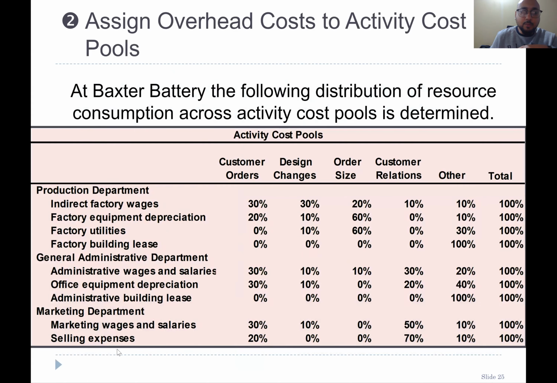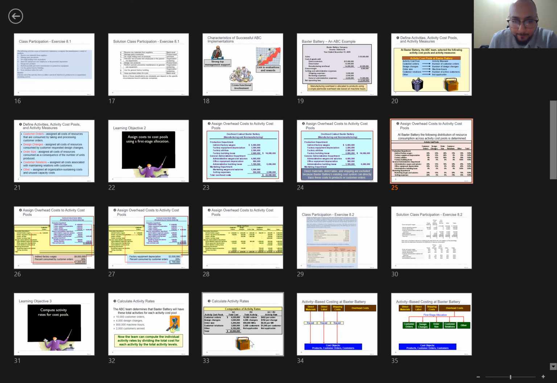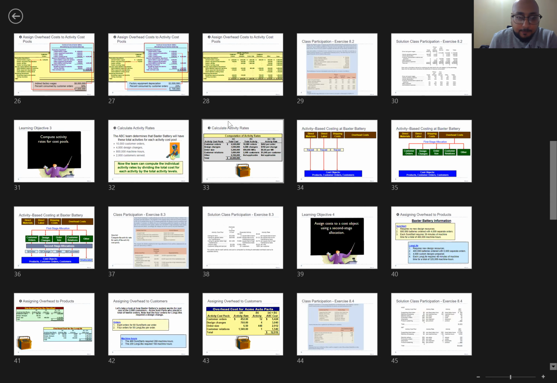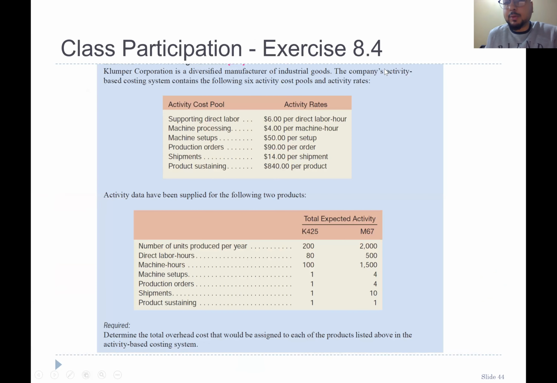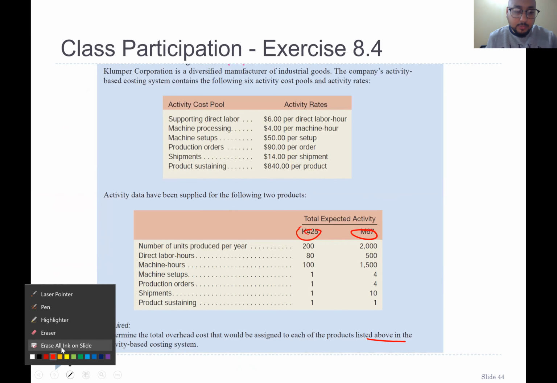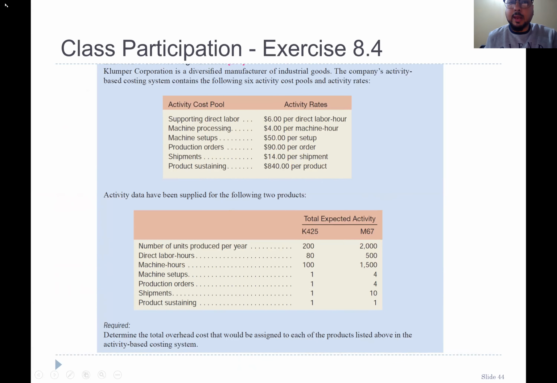We do have one more activity here. Where is that? Here we go. So I'm going to set up again the breakout room activity. All you need to do is determine the total overhead cost that would be assigned to each of the products listed above. So you need to find out the cost associated with these two models of the product. Okay, so read the question. Let me erase this mess to take a picture, and I'm going to be setting up the breakout room activity.